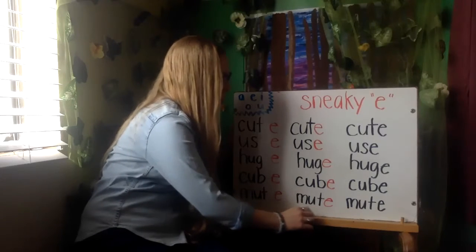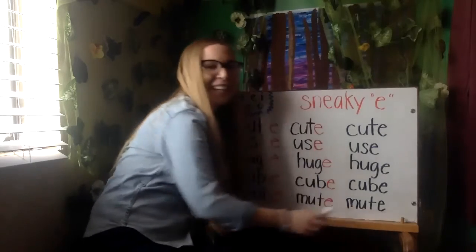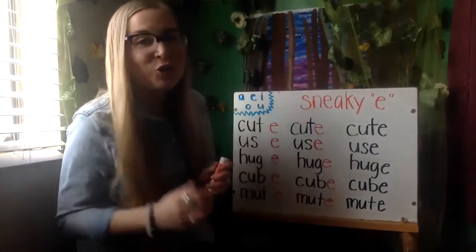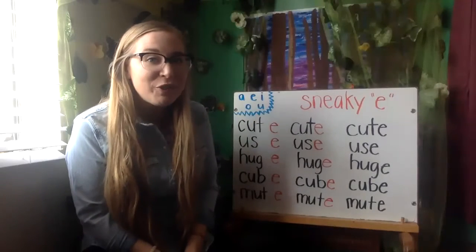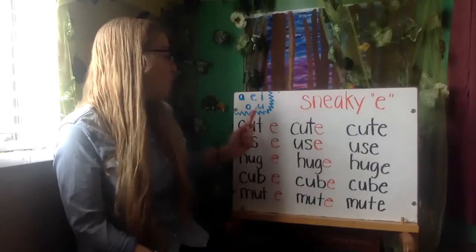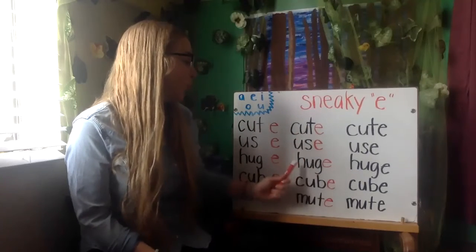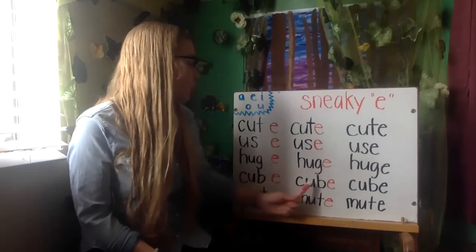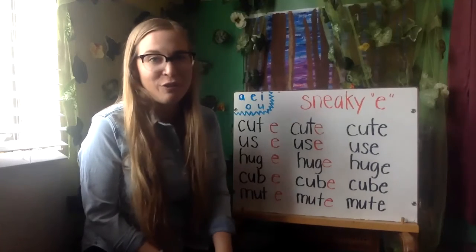Mute, mute. One last time, mute. Okay, so I told you when we have that sneaky E with the vowel U, there's a couple different sounds you're going to hear. Now, the first sound we just went over makes that U say its name, like cute, use, huge, cube, and mute. You hear the U in all of those.